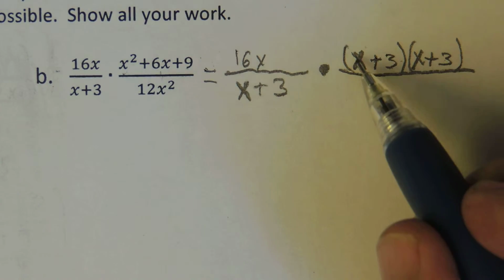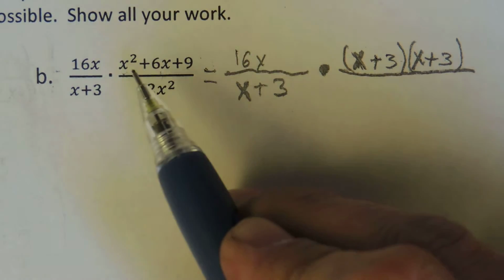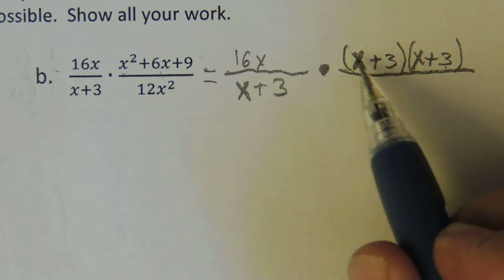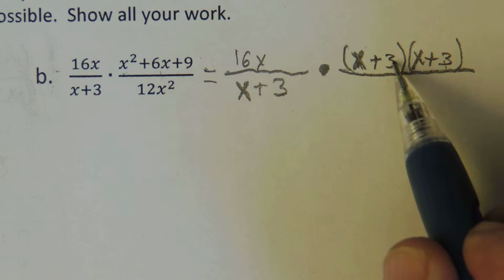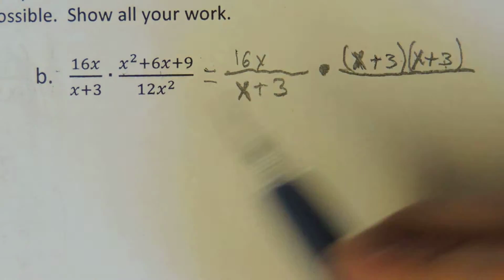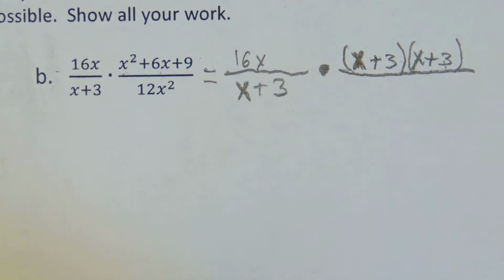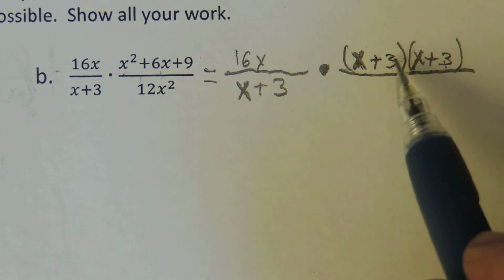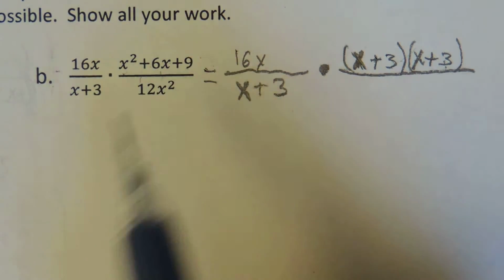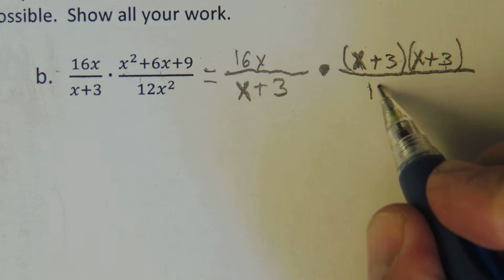If I want to check, x times x is x squared. Multiply x times the second term. X times 3 is 3x. 3 times x is 3x. If I add those together, I get 6x. 3 times 3 is 9. So I know that this is, in fact, the correct factoring of the original trinomial. 12x squared, once again, I only have one term.